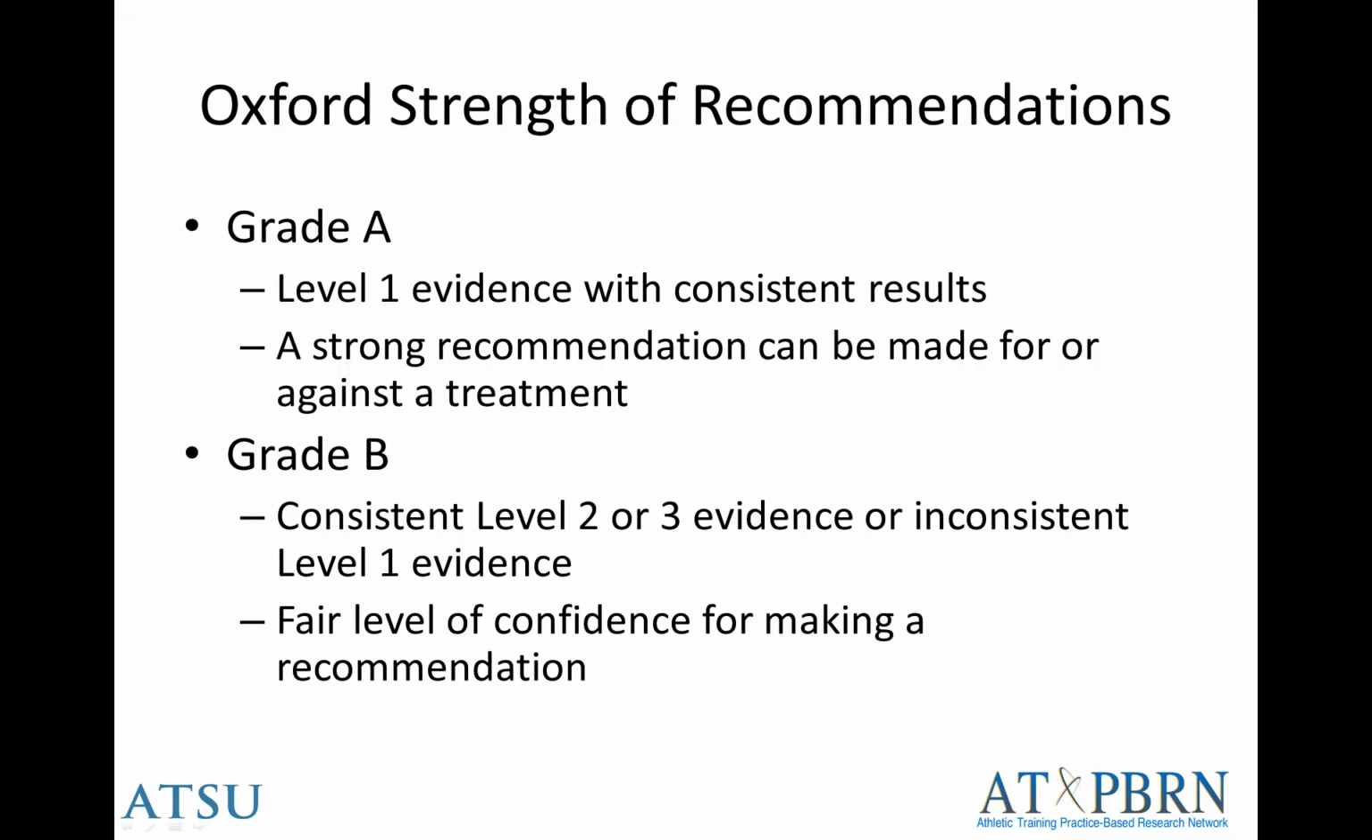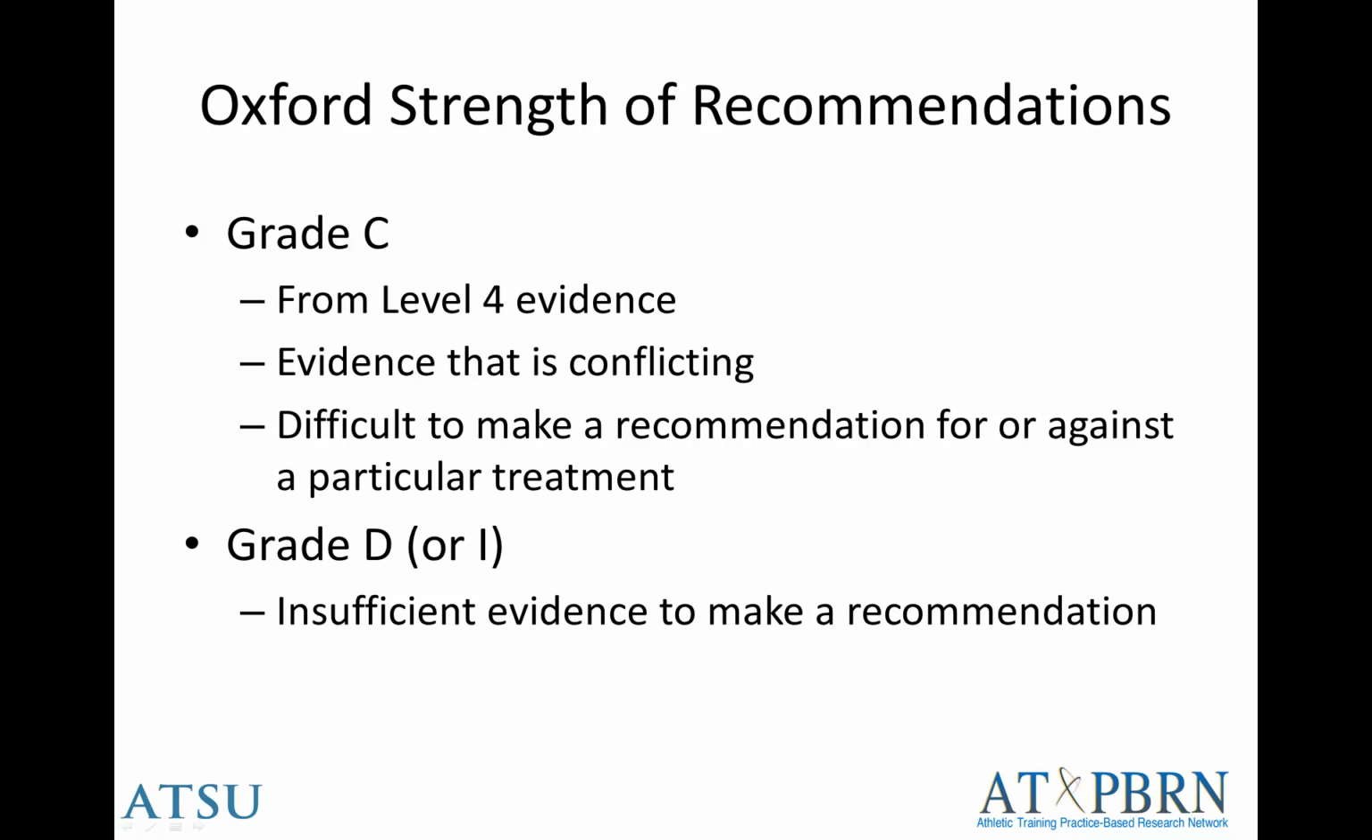Our taxonomies for strength of recommendation include the Oxford scale, where grade A includes level 1 evidence with consistent results, and grade A evidence means a strong recommendation can be made for or against the use of a particular treatment. Grade B evidence includes consistent level 2 or 3 evidence or inconsistent level 1 evidence, and this is a fair level of confidence for making a recommendation for or against use in clinical practice.